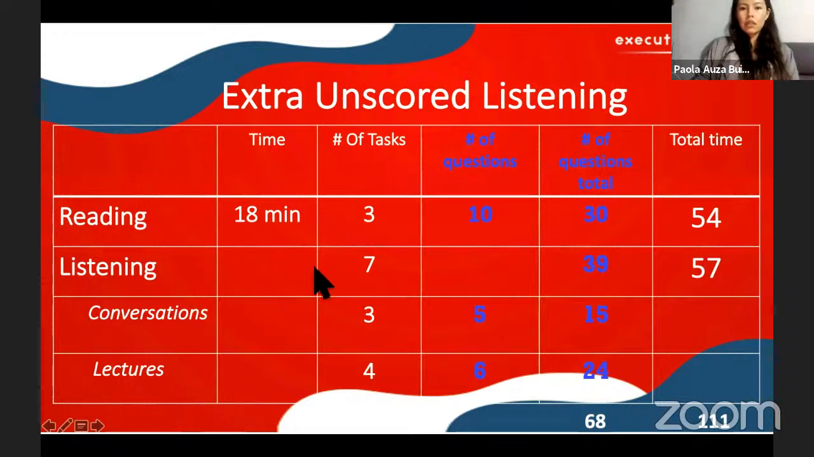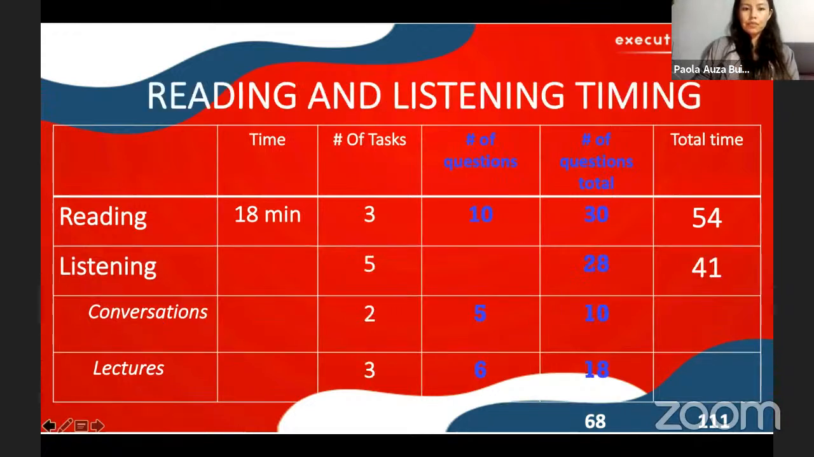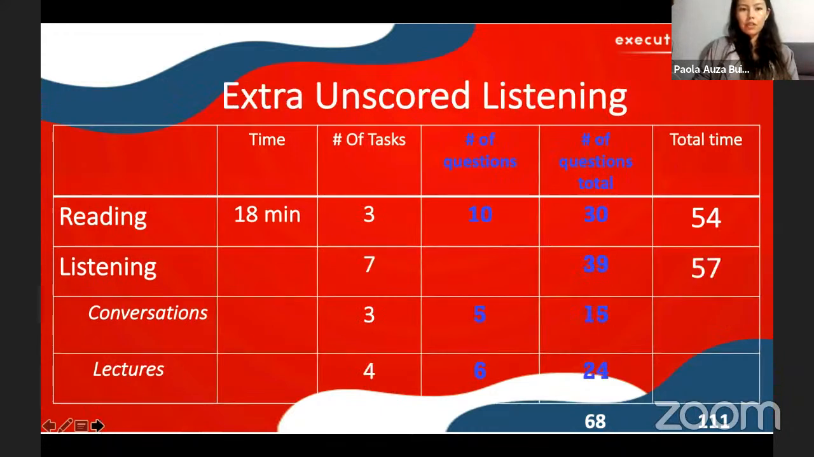In the listening, we're going to get 2 conversations and 3 lectures, and we get 5 questions per each conversation and 6 questions per each lecture. Okay, so just remembering a little bit of that.